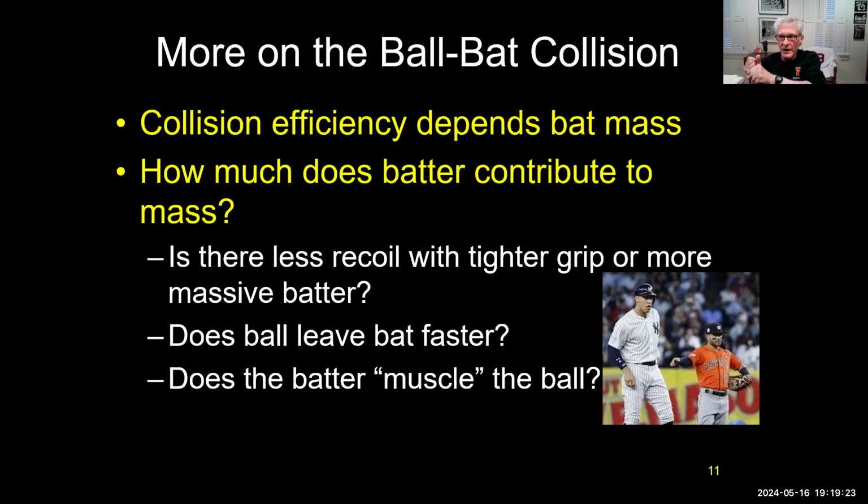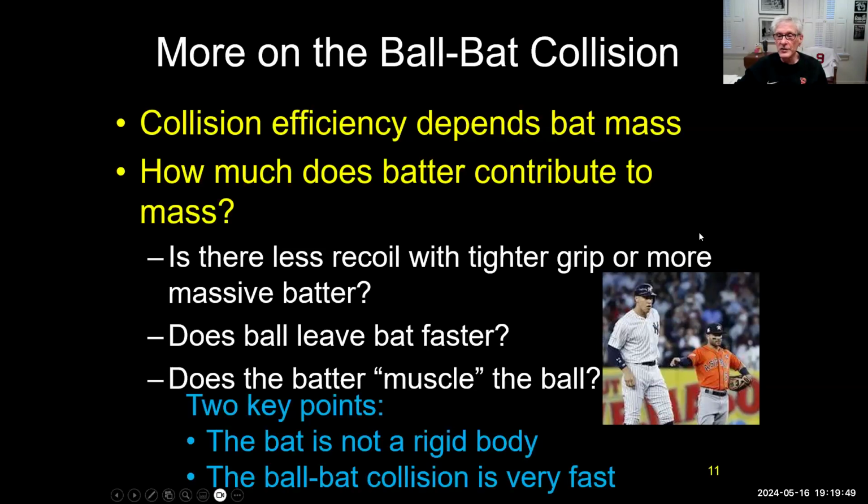Altuve is a scrawny little guy, whereas Judge is this big, massive guy. With a more massive batter, again, equal bat speed, does the ball leave the bat faster? Does the batter muscle the ball? In which case, is it going to get hit harder by Judge than Altuve? So these are questions I want to try to focus in on. And this is sort of a fun thing to think about.